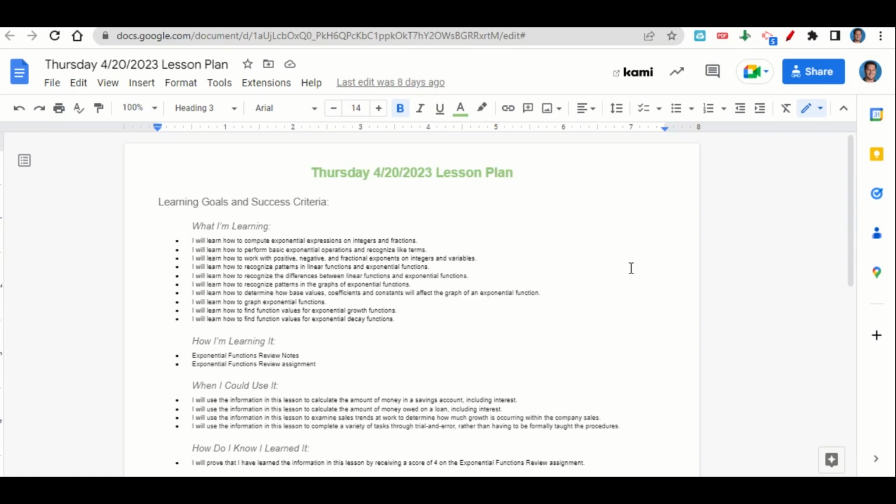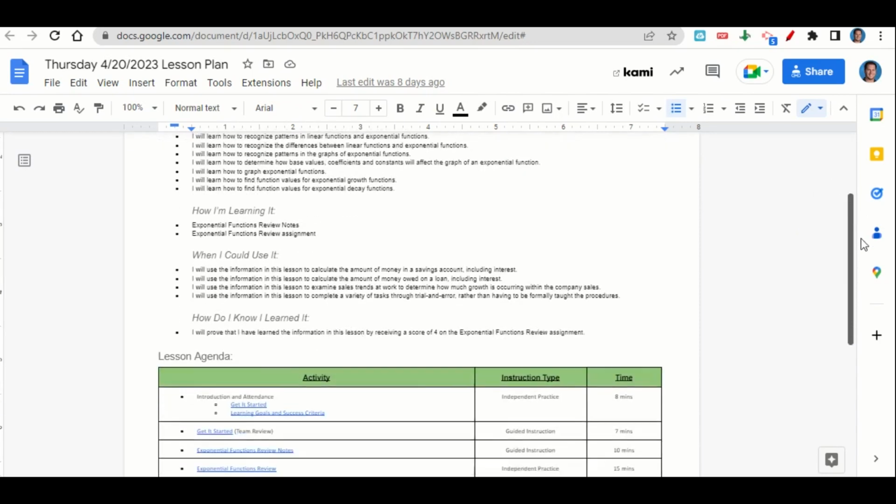To calculate the amount of money in a savings account, including interest, to calculate the amount of money owed on a loan, including interest, to examine sales trends at work to determine how much growth is occurring within the company's sales, and to complete a variety of tasks through trial and error rather than having to be formally taught the procedures. How do you know you learned it? By getting a score of 4 on the exponential functions review assignment.